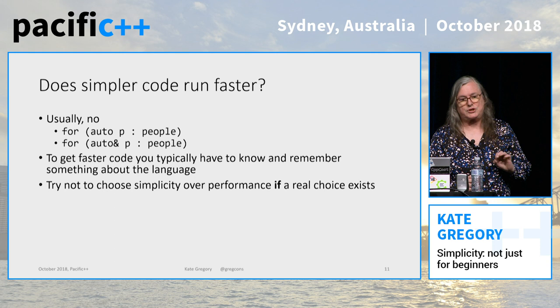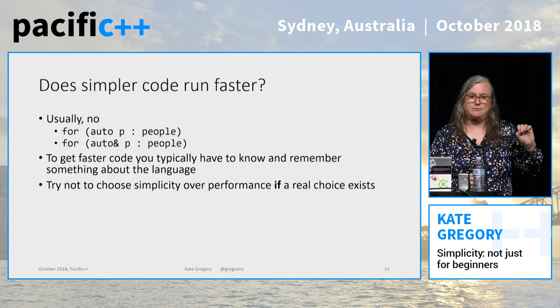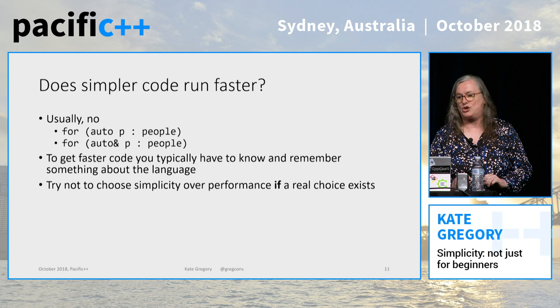If there's a genuine choice between simplicity and performance, I will choose performance. But "if" is in bold. Don't tell me there might be a performance impact. Show me that there is a performance impact. Fine, we can do it the more complicated way.